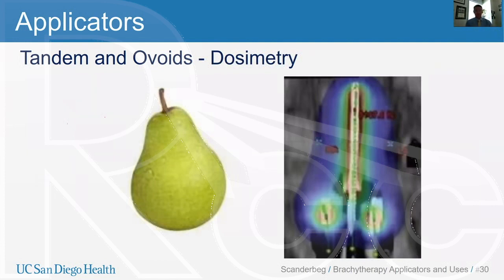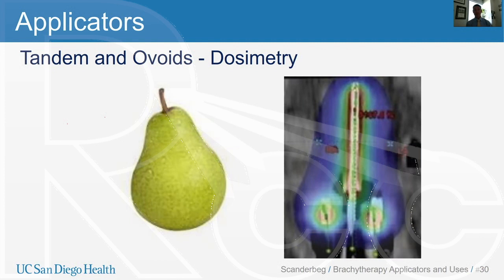Dosimetry for a tandem and ovoid set looks kind of like a pear, shown on the left. It's often described as having a pear-like dose distribution in the AP image. The dose distribution from an implant is shown on the right of the slide, and you can compare the similarities between the two. The section near the external os in the vagina has a wider dose distribution with contributions from the ovoids, while the dose narrows as it goes superior in the patient and is receiving most dose from the intrauterine tandem.